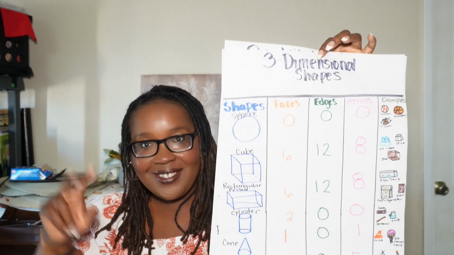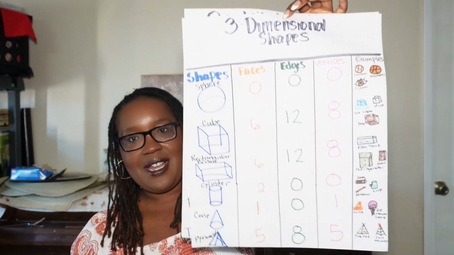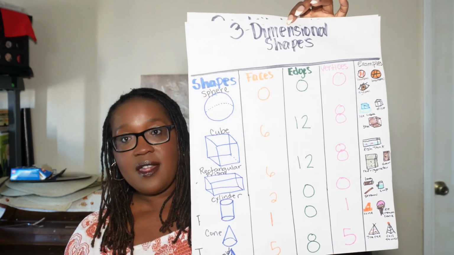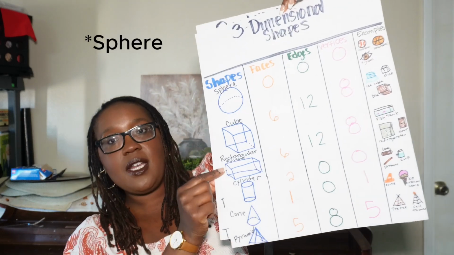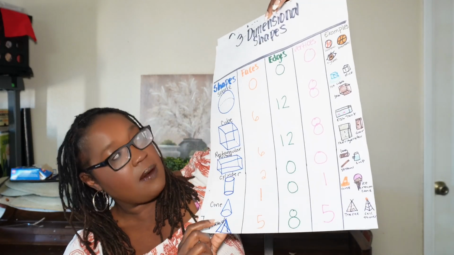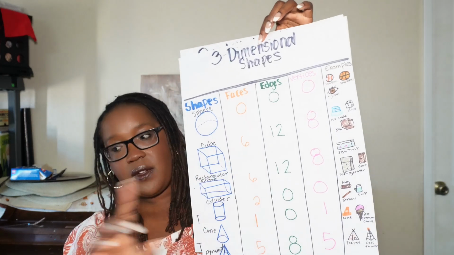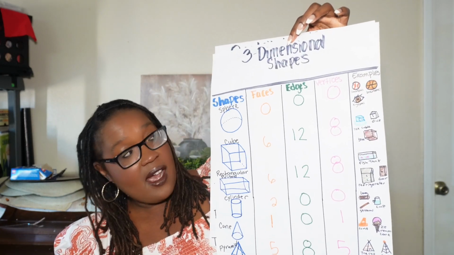My number 2 is 3-dimensional shapes. These are the common 3-dimensional shapes that they will be seeing. We have the square, the cube, rectangular prism, cylinder, cone, and pyramid. Again, we're going to be going over some of the same things. We're adding faces, edges, and vertices.